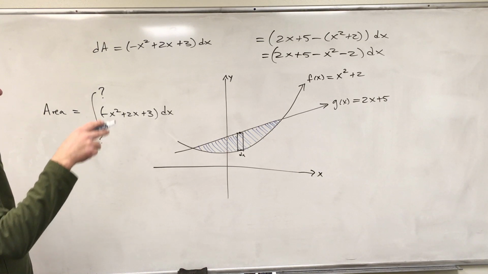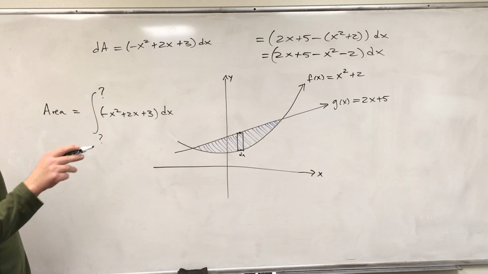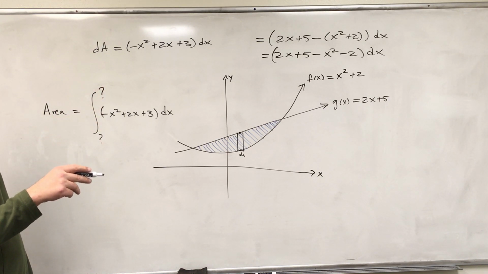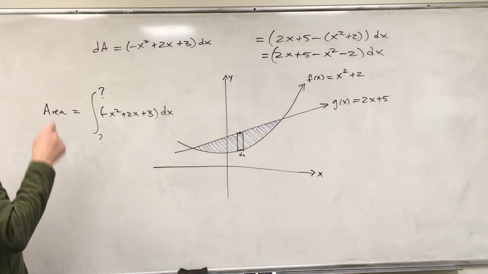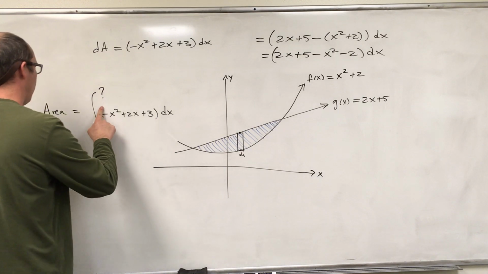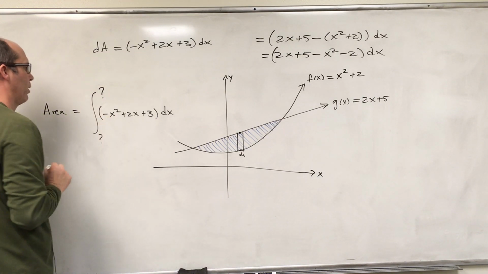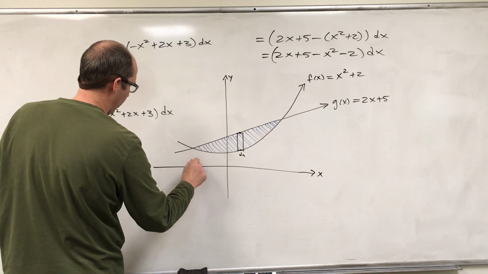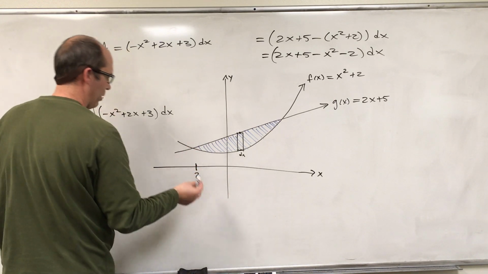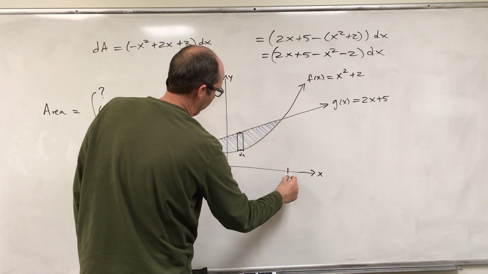So 2x plus 5 minus that. That goes through like that. And you've got that and that and that. Okay, looks good. Now we just need to figure out where we start. We start the integration there. That's the start. And then we end it there.